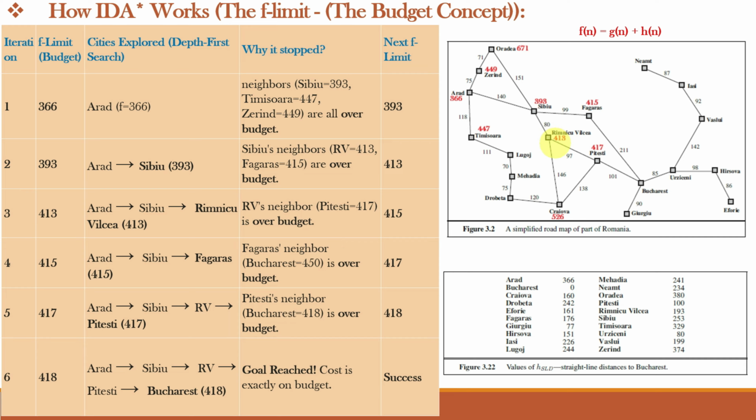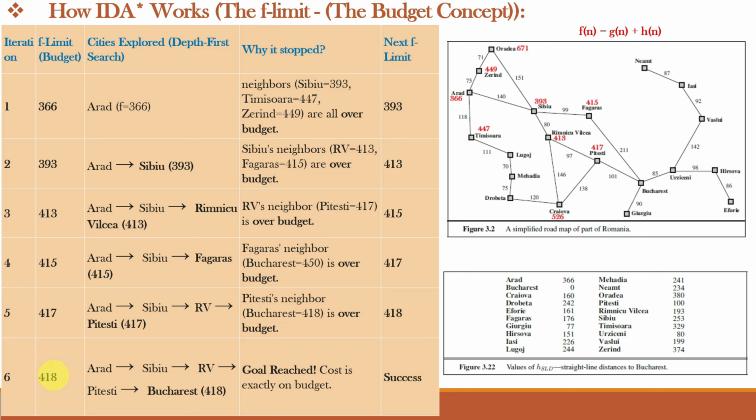It will visit Râmnicu-Vilcea, that is 413 kilometers, that is smaller than 417 kilometers. It can go to Pitești, that is 417 kilometers, which is the same as our budget, and from Pitești it can go to Bucharest, which comes out to be 418 kilometers using this path. And this 418 kilometers is greater than our budget of 417 kilometers, so it will stop at Pitești and it will set the next limit of 418 kilometers as the F budget.